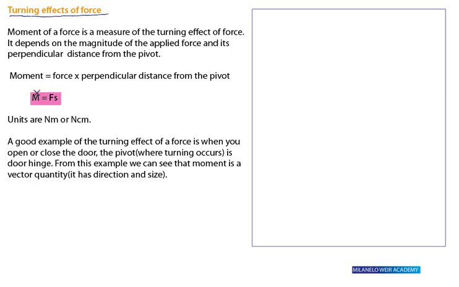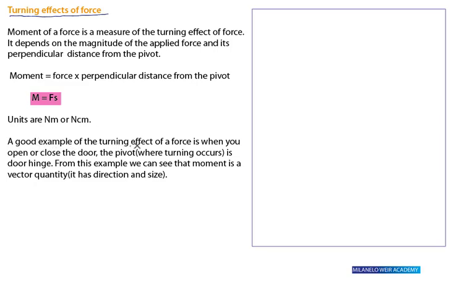Mathematically, this is how we represent it, where M is moment, F is the force in Newton, S is the perpendicular distance from the pivot, which can be in centimeters, meters, or millimeters. The units are Newton meters, Newton centimeters, or Newton millimeters.